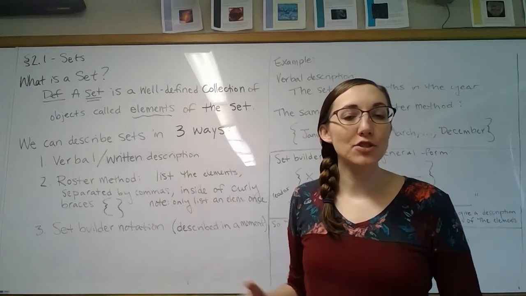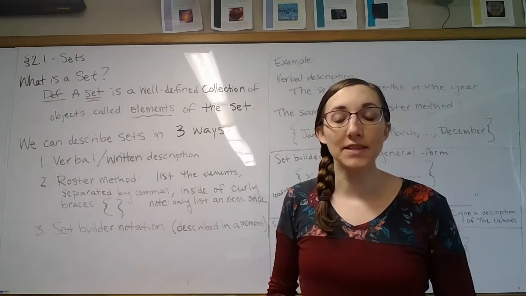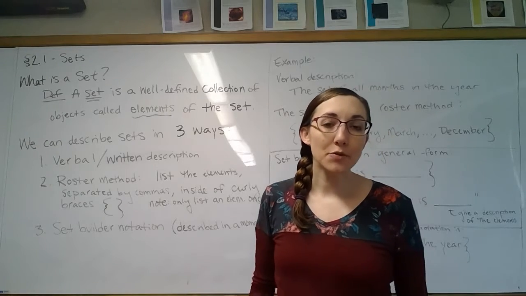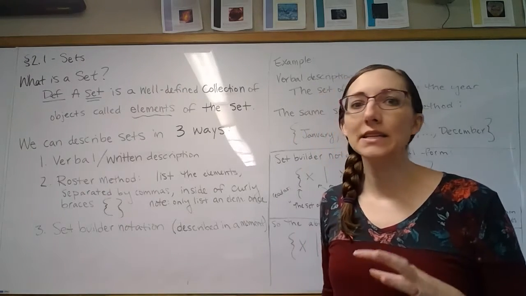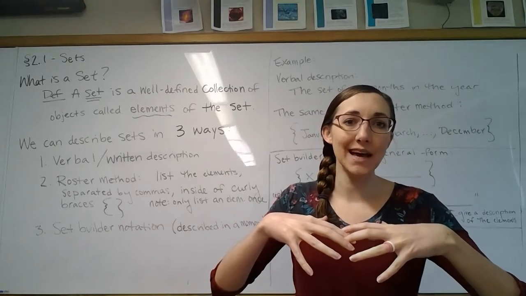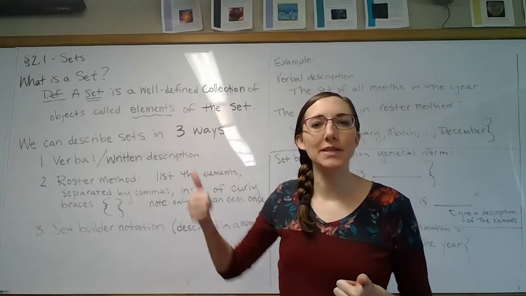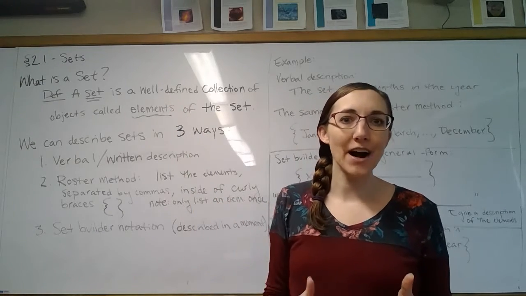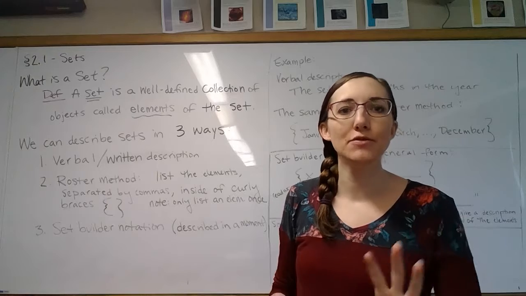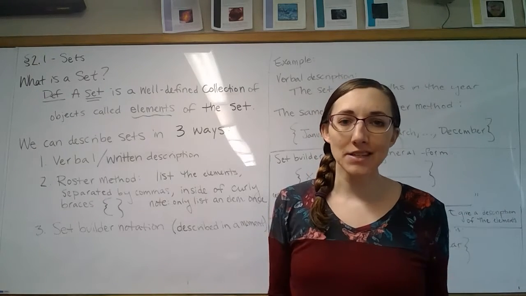The first one is to just give a verbal or a written description of the set. So the description would have to be such that it clearly gives a definition of what would be in the set and what would not be in the set. That's sort of what we mean up top when we say it has to be well defined, right? If I describe it to you, you need to be able to understand what's a part of it and what's not a part of it.